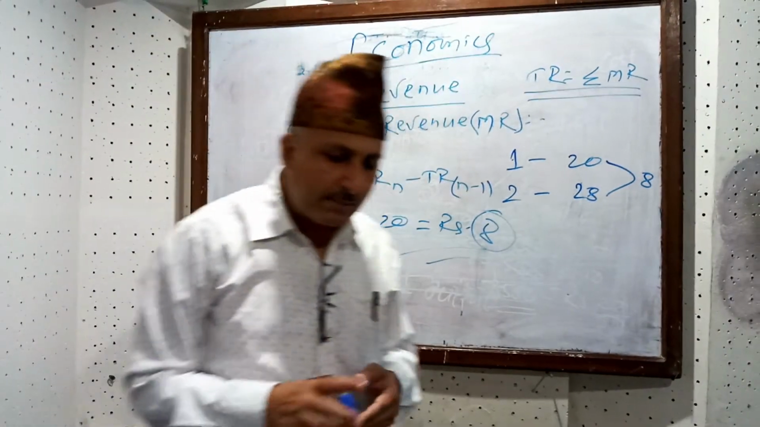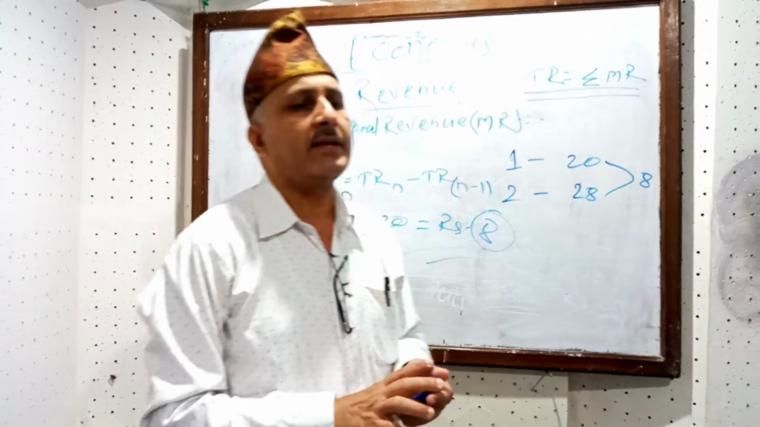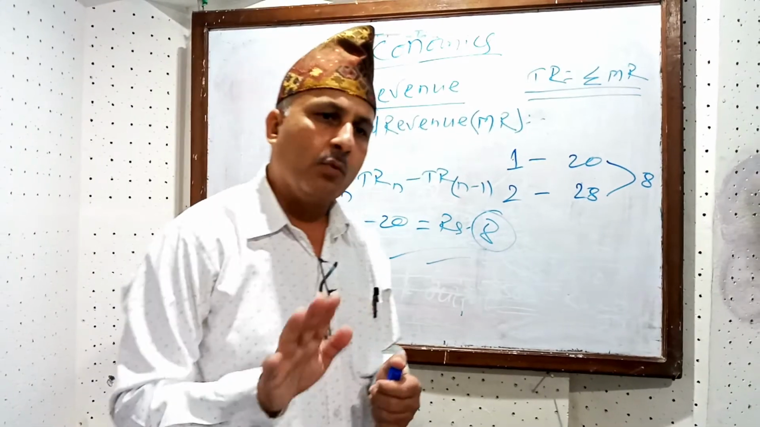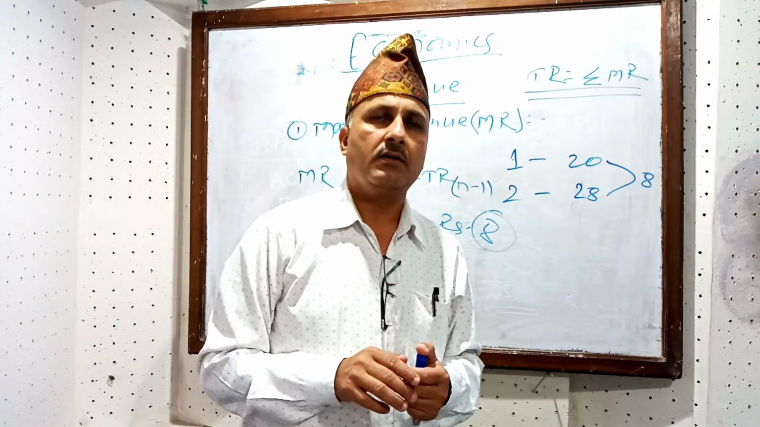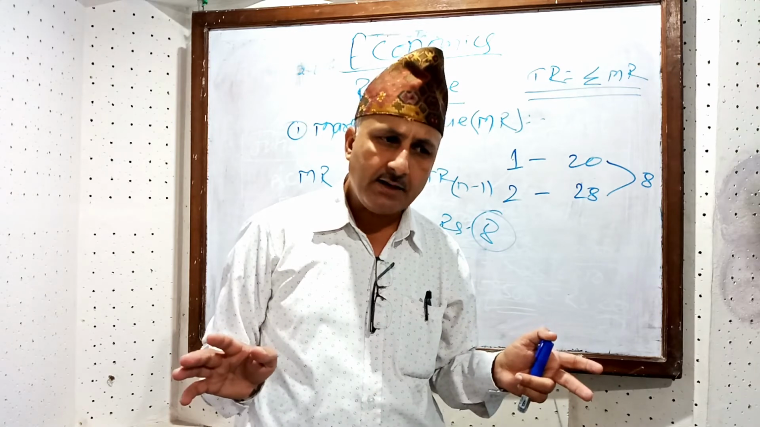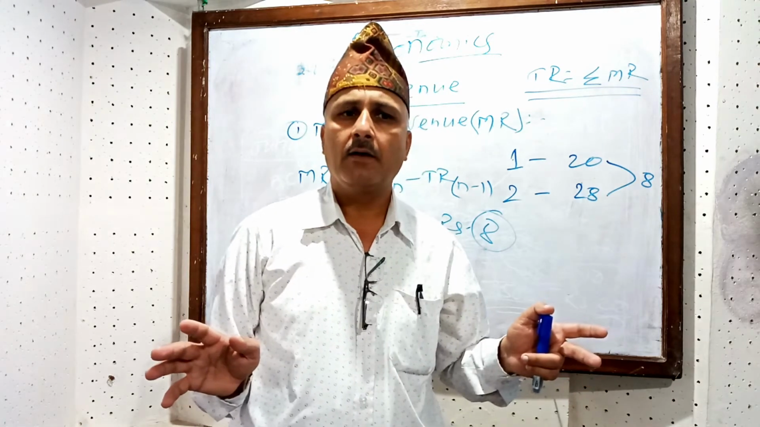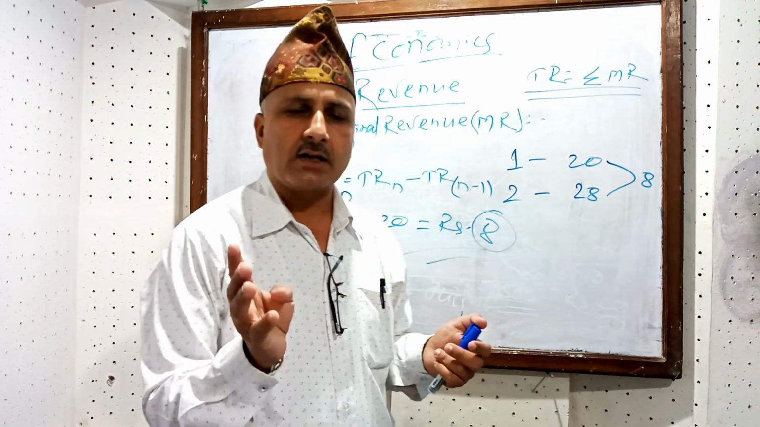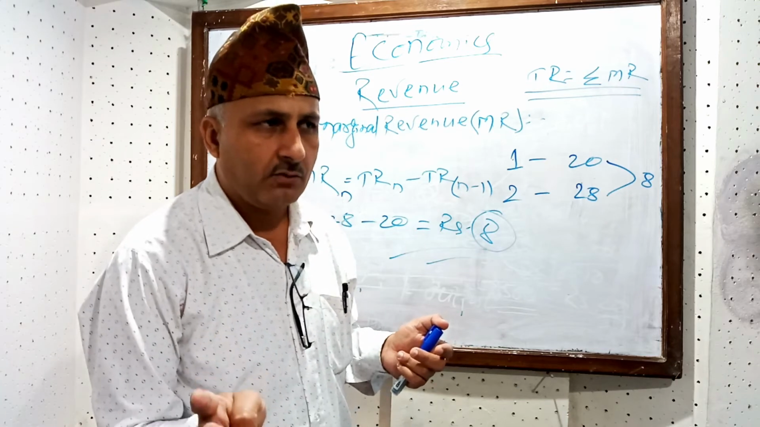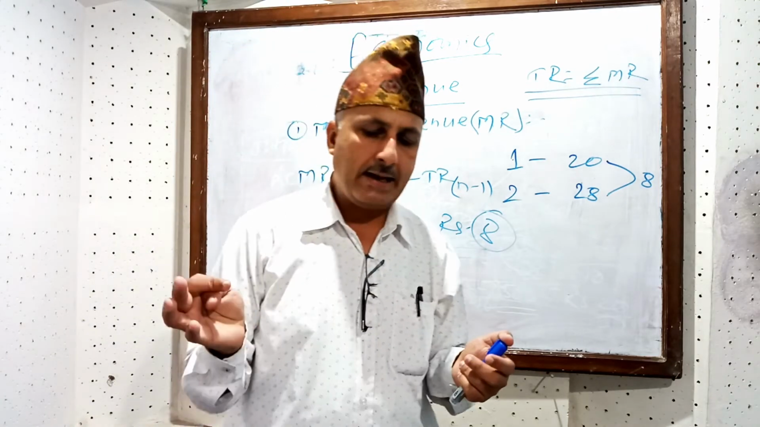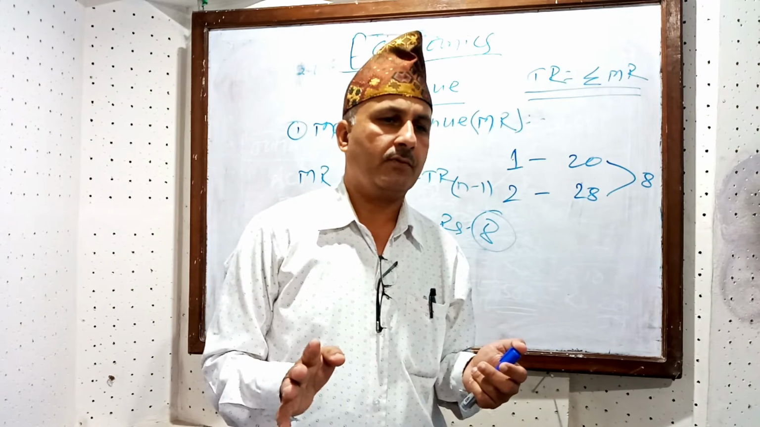So marginal revenue is the change in total revenue due to the sale of one more unit of a commodity. Students, is it clear? So we have completed the concept of total revenue, average revenue and marginal revenue. Okay.